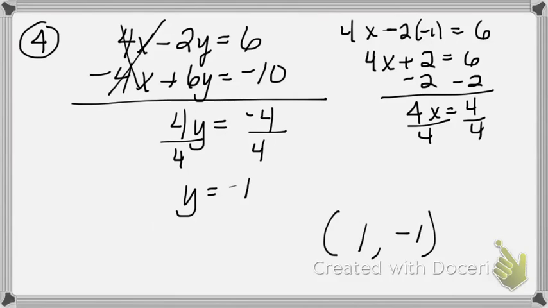Remember, if you're in doubt, take x and y, put them back in place of their letters, and then see if you get 6 for the first equation and negative 10 for your second equation, and that's how you know it's done correctly. And that right there is just the intro to the elimination method.